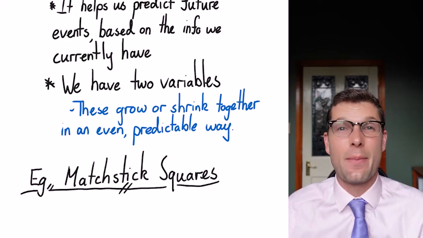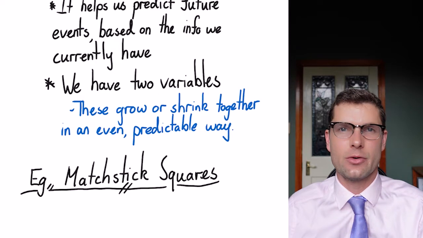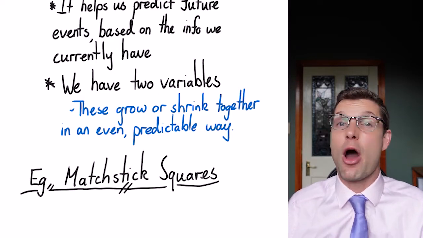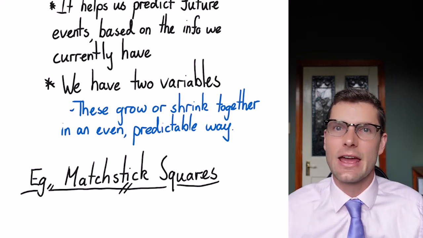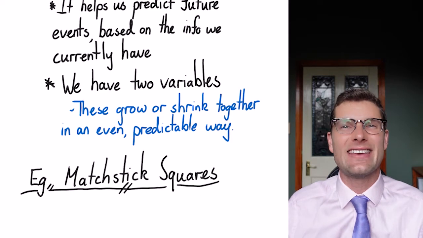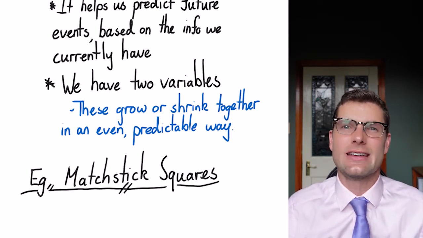So the major part about linear relationships that we need to get down is that you're always going to have two variables, and these two things are related in some way. So that means that they might grow together or they might shrink together. One might grow and the other one might become smaller, but either way, these two things are tied exactly to one another. So we're going to look at an example here.